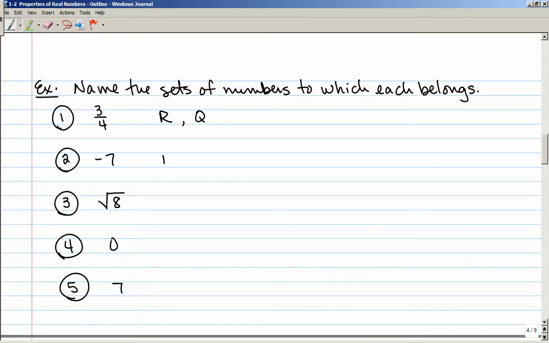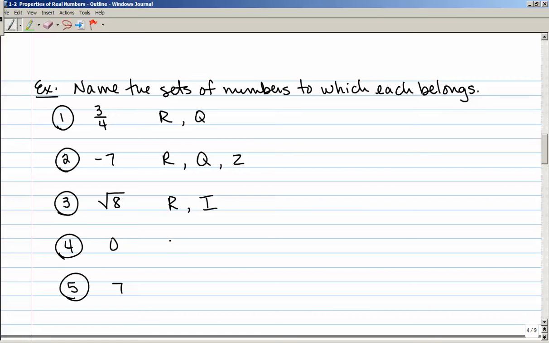-7 is a real number. It is also a rational number because that can be written as a fraction, -7/1, and it is an integer since it's a negative whole number. But remember, whole numbers and natural numbers do not include negatives, so it can't be one of those. Square root of 8 is a real number, but square root of 8 is approximately 2.8, I believe, that goes on forever, and does not end and does not repeat, so that makes it an irrational number. And remember, there were no subcategories under irrational.